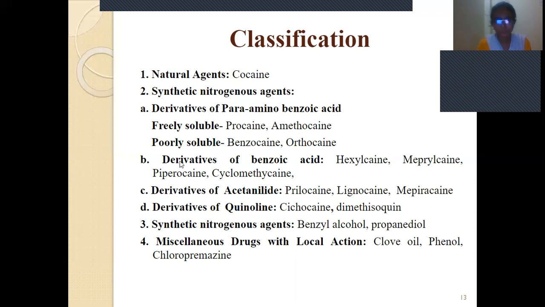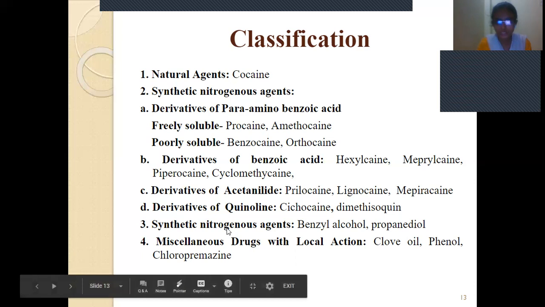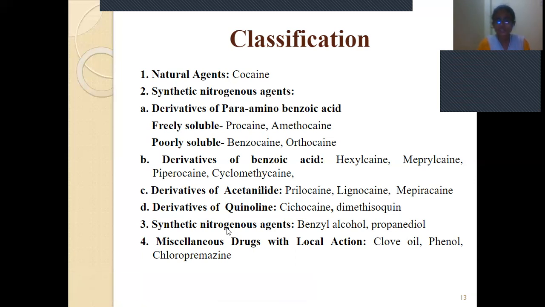Derivatives of benzoic acid, that is hexylcaine, meprylcaine, piperocaine, and cyclomethycaine. Next, derivatives of acetanilide: prilocaine, lignocaine, and mepivacaine. Next, derivatives of quinoline, that is cinchocaine, and synthetic nitrogenous agent, that is benzyl alcohol. Miscellaneous drugs are clove oil, phenol, and chlorpromazine. So these are the drugs based upon the source.